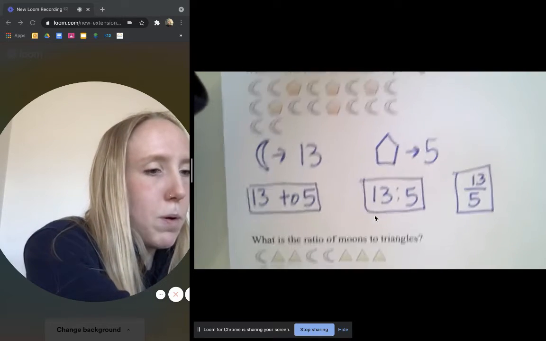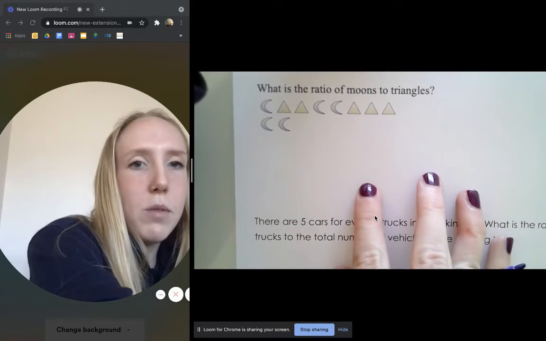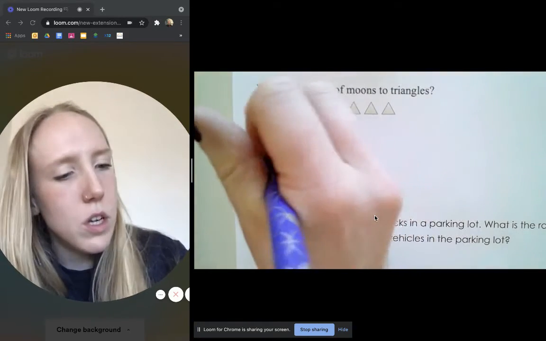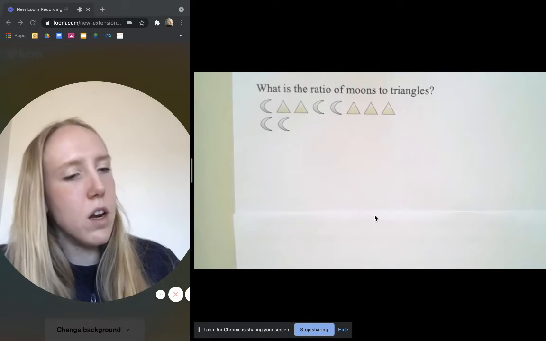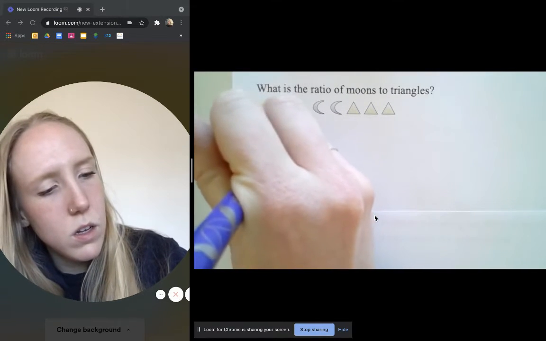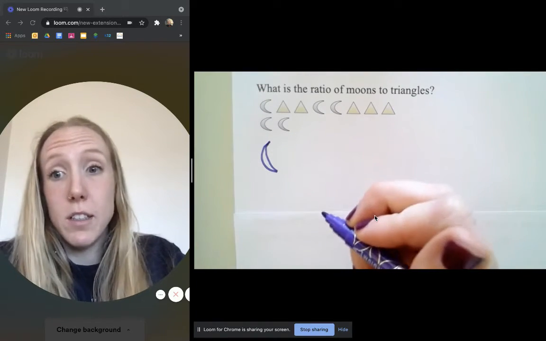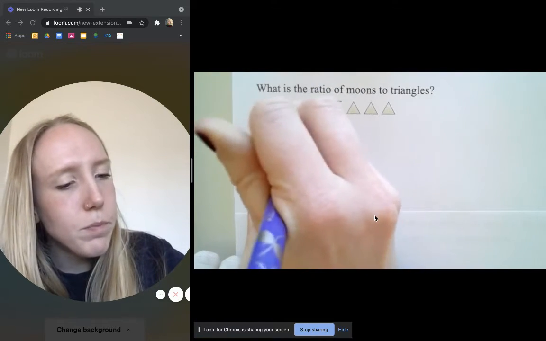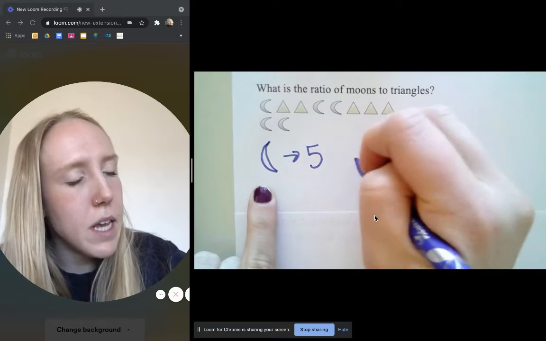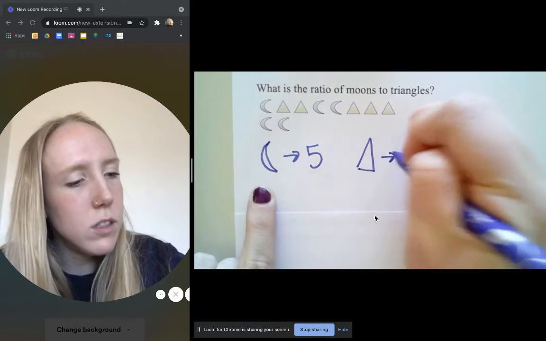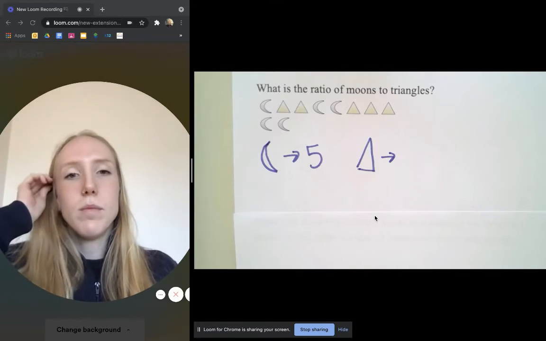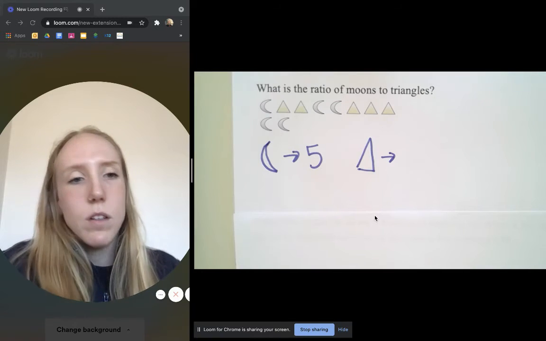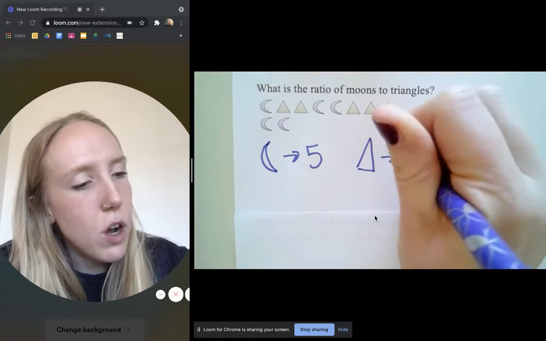All right, next up. What is the ratio of moons to triangles? Moons to triangles. So start counting. How many moons are there? That one really looks like a banana. Okay, 1, 2, 3, 4, 5. There were 5 moons. Now count how many triangles. 1, 2, 3, 4, 5. So there's also 5 triangles.